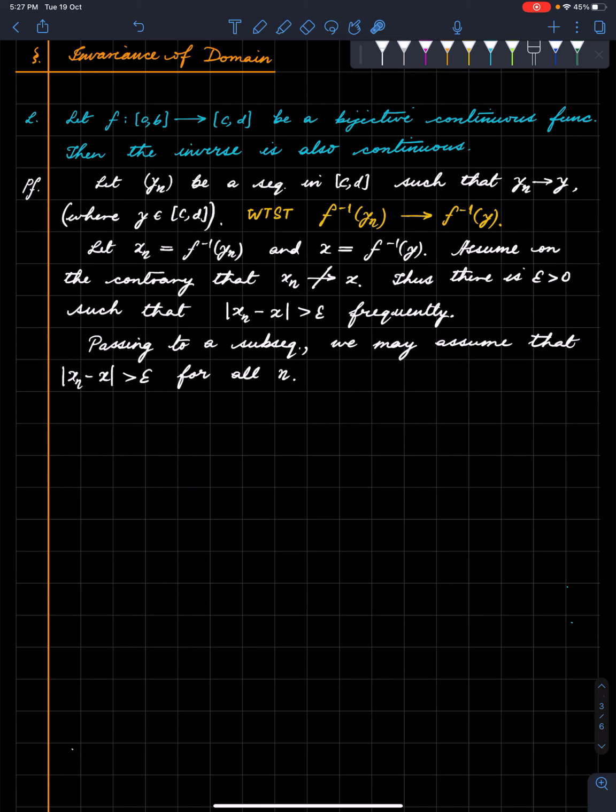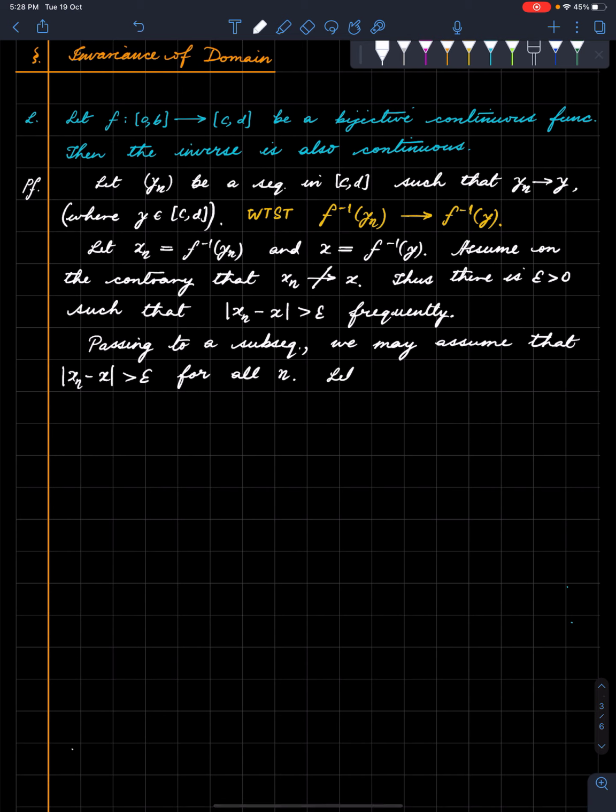If you are bothered by it, maybe the first time, it is better to actually work with the subsequence for which this happens, and the same kind of proof goes through as the one I'm doing. Anyway, passing to a subsequence, we assume that this deviation happens for all n. And now, since this sequence xn is a bounded sequence contained in the domain of f, we can pick a convergent subsequence. This is the Heine-Borel theorem. Every bounded sequence has a convergent subsequence.